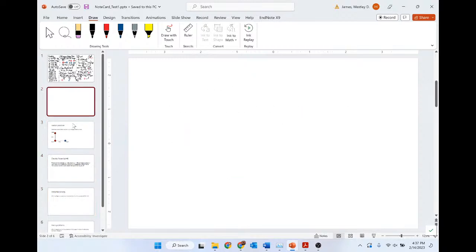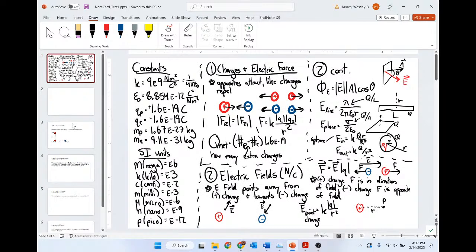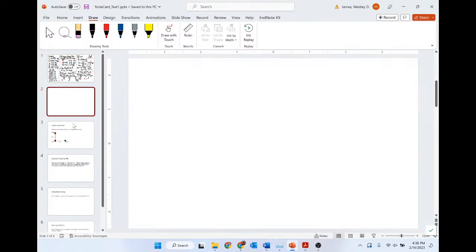So, first off though, let's finish up that note card. Last class, and I posted this online, I finished with the first 2 sections, the first 2 weeks of content, plus our constants, plus our SI units. This week, we will finish up with the rest of it, which is electric potential energy and electric potential, capacitors, resistivity, Ohm's law, and P equals IV. So, let's go ahead and knock that out. We're going to start off with electric potential and electric potential energy.